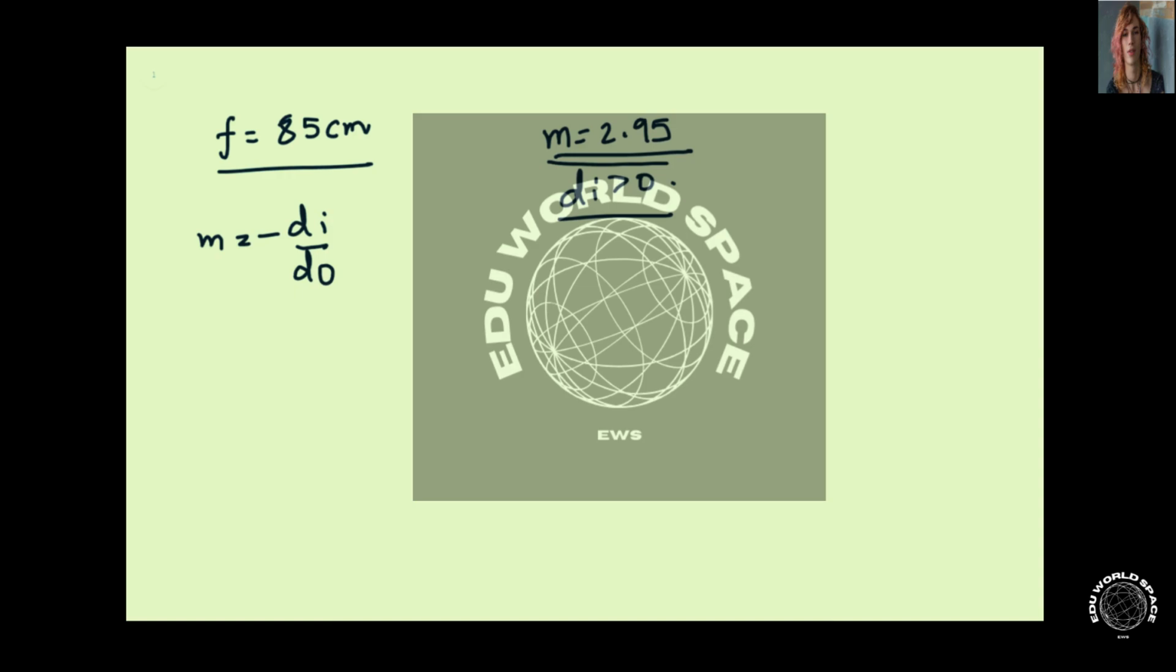Now, the object and the image distances are both positive because the object is real and the image is real, which means the magnification must be negative. So now this gives us, this is equal to magnification, which is 2.95, which means the image distance is simply minus 2.95 times the object distance.